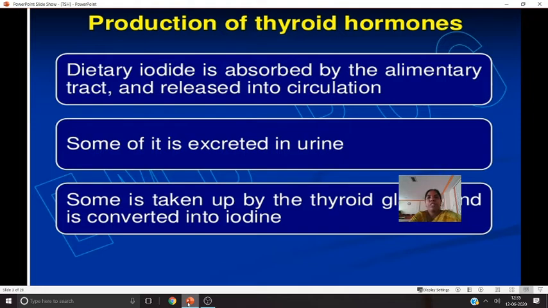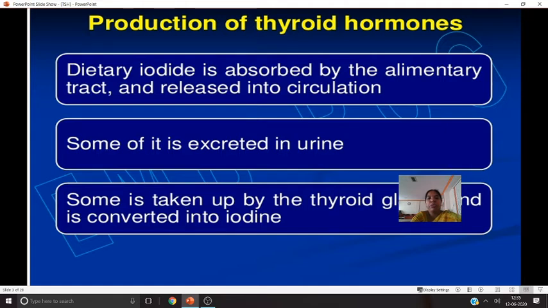First we'll see how the thyroid hormone is produced. Let me give some introduction. Dietary iodine is absorbed by the alimentary tract and released into the circulation. Whatever iodide we take in, in salt or any seafood, is absorbed by the alimentary tract and released into the circulation. Some of it is excreted in the urine also. Some is taken up by the thyroid gland.